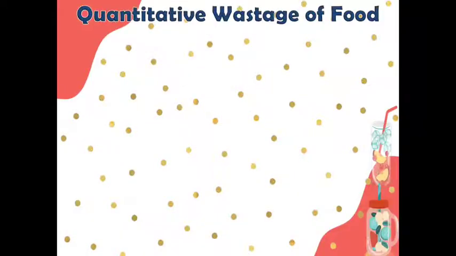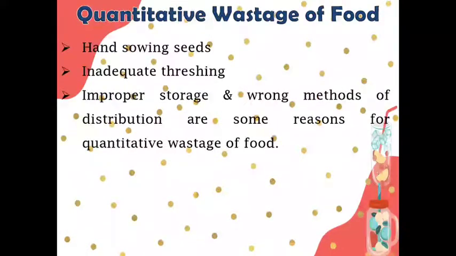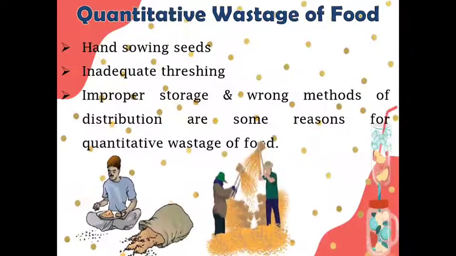What is quantitative wastage of food? Wrong methods of farming like hand sowing of seeds, inadequate threshing, improper storage, and wrong methods of distribution are some reasons for quantitative wastage of food.